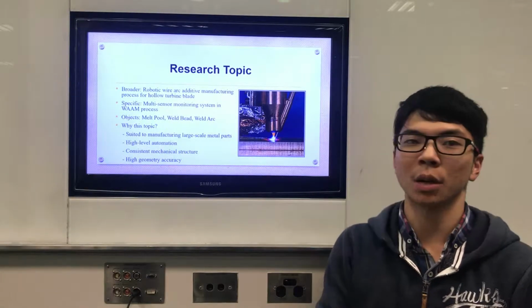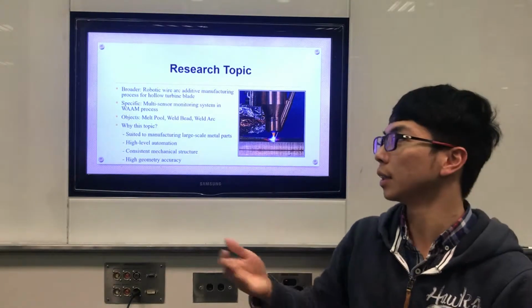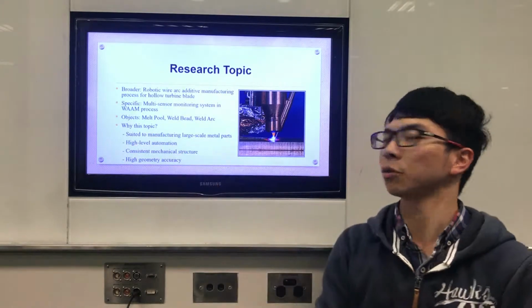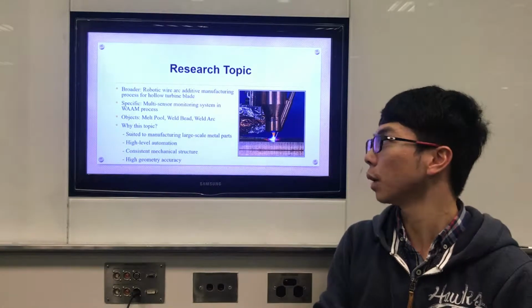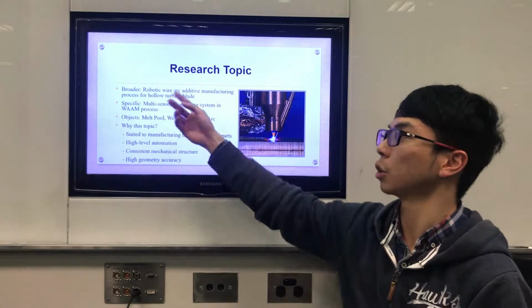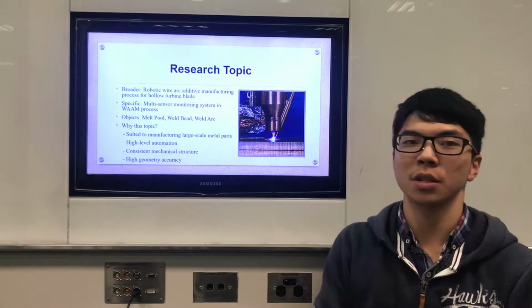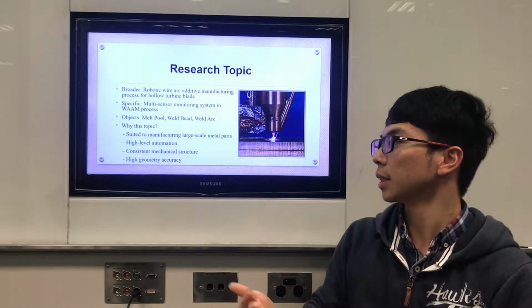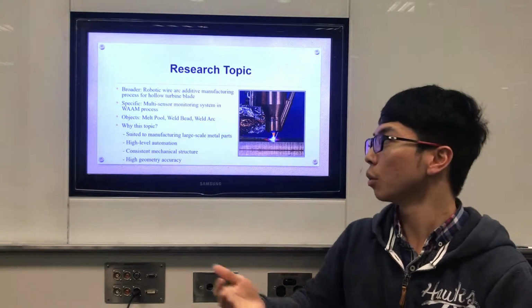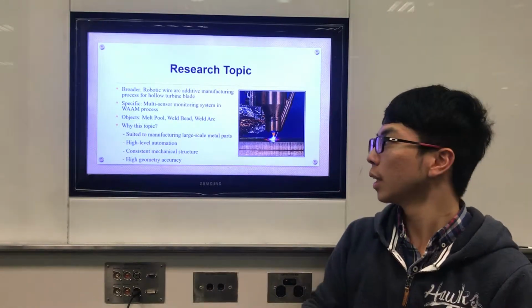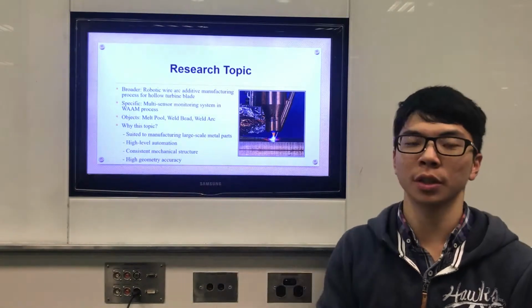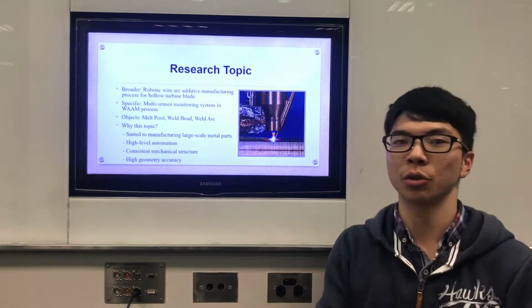Because the WAAM process is suited to manufacturing large-scale metal parts, for example, the hollow turbine blade, and with the multi-sensor monitoring system, it can produce components with a high level of automation, consistent mechanical structure, and high geometry accuracy.